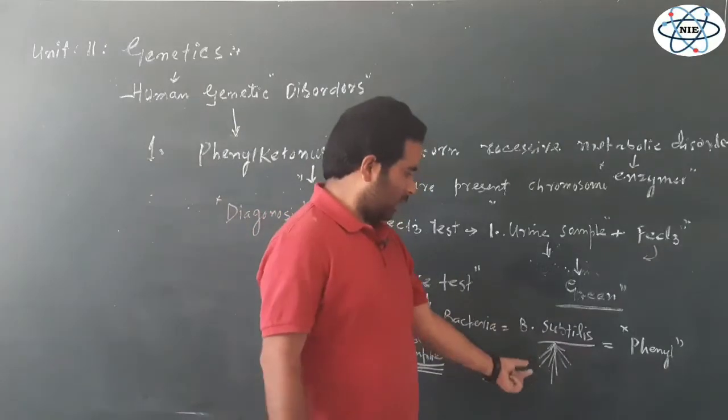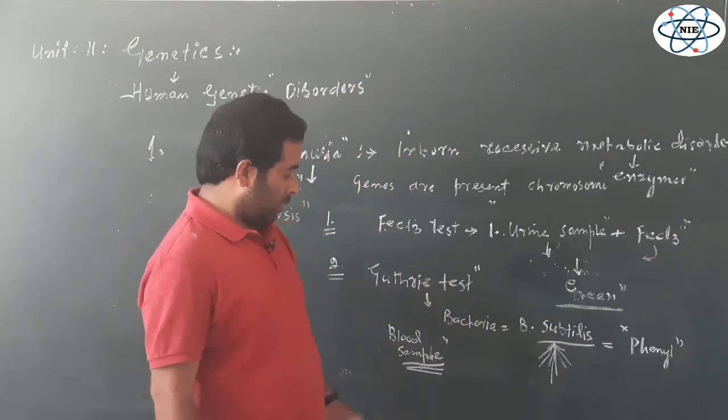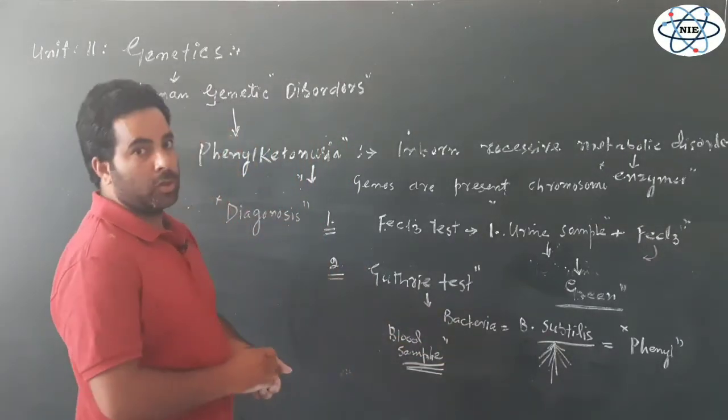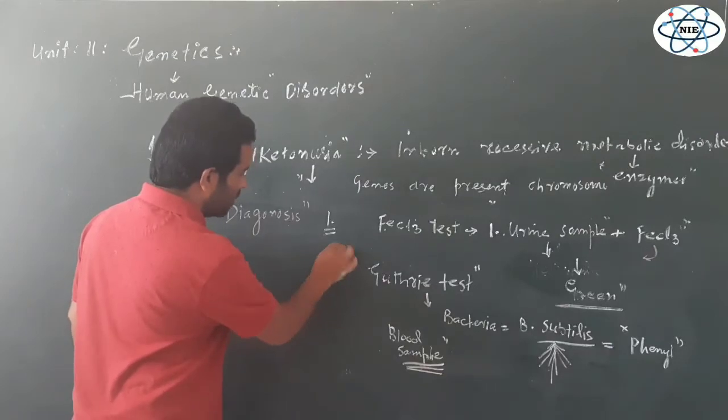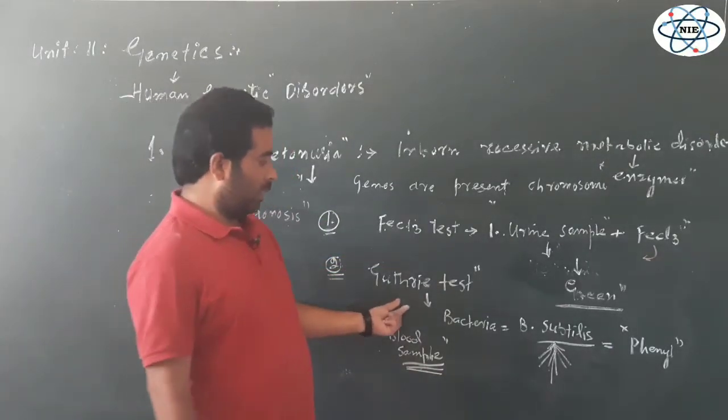And when we see that the growth of the bacteria Bacillus subtilis is accelerated, that means there is phenylalanine in excess in the blood of the patient, right? So this is another test. The first one is where we use ferric chloride, and another is known as the Guthrie test.